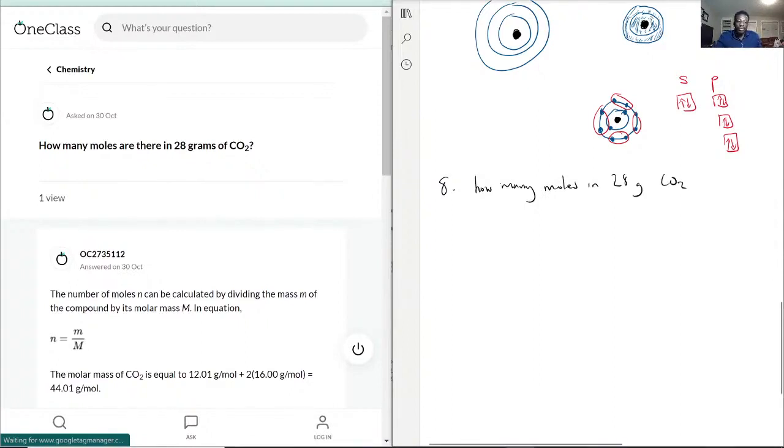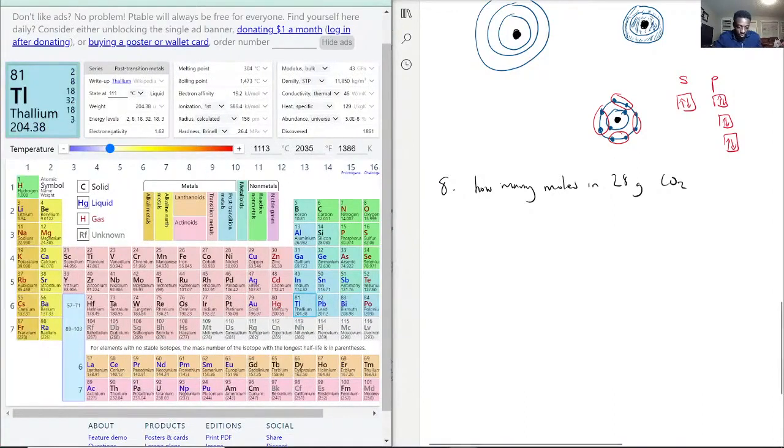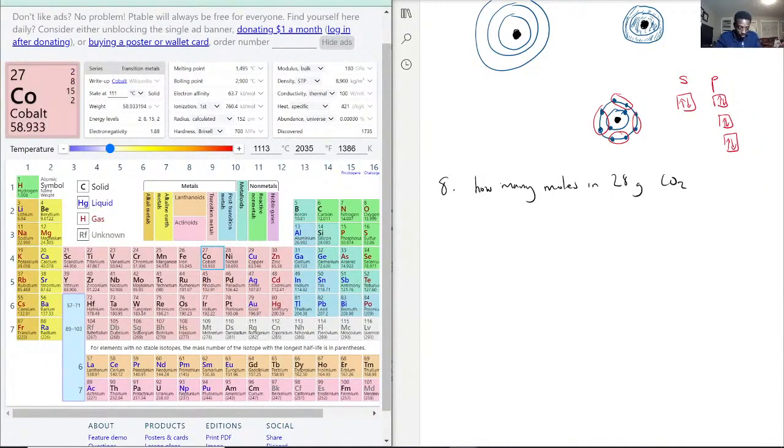So this will refer to our periodic table, because actually these numbers here, well, let's pick a random one, cobalt. That 58.933 up here, that is molar mass, aka for every 1 mole of cobalt, there's 58.933 grams of cobalt. Now they're asking for how many moles in 28 grams of CO2.